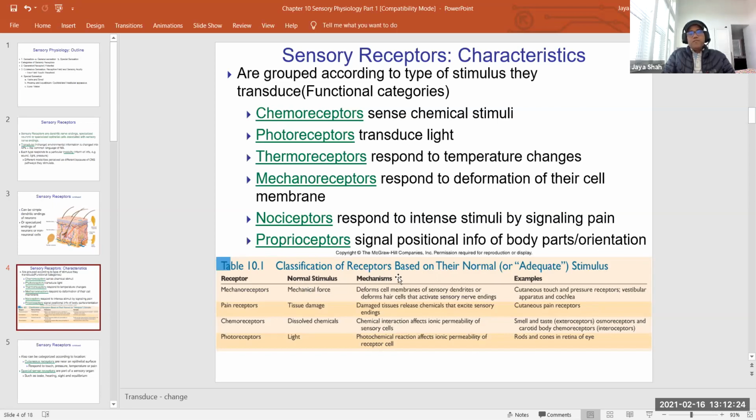So, classification of receptors based on their normal or adequate stimulus: they are mechanoreceptors, pain receptors, chemoreceptors, photoreceptors, and their mechanisms and examples are here. You can see them. So what does a receptor do? A receptor transduces external stimuli. That means it changes external stimuli.